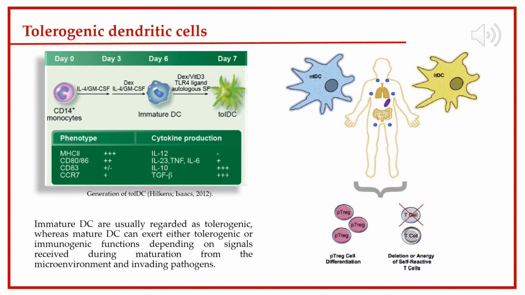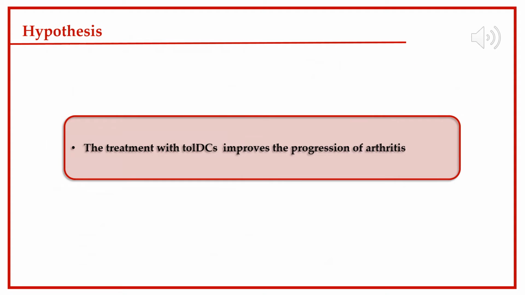Tolerogenic dendritic cells induce peripheral tolerance by induction of anergy and deletion of T cells, blockage of T cell expansion, and induction of regulatory T cells or Tregs, being a promising possibility of arthritis treatment. That said, the hypothesis is that treatment with tolerogenic dendritic cells, known as TOL-DCs, improves the progression of arthritis, restoring immunological homeostasis in an experimental model.